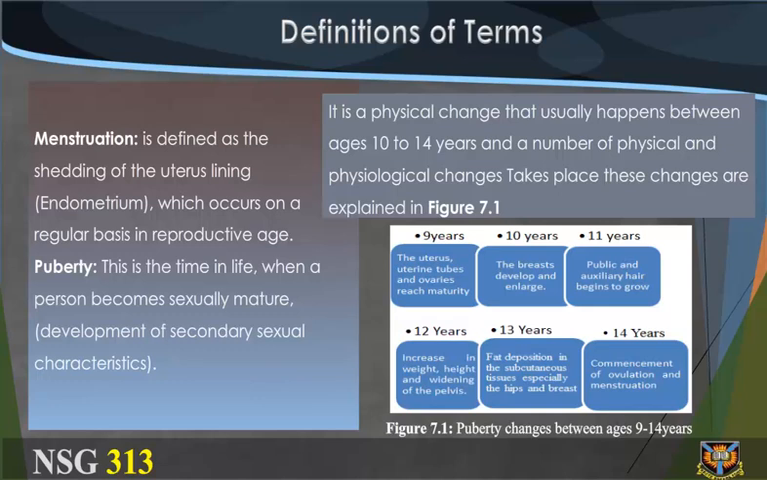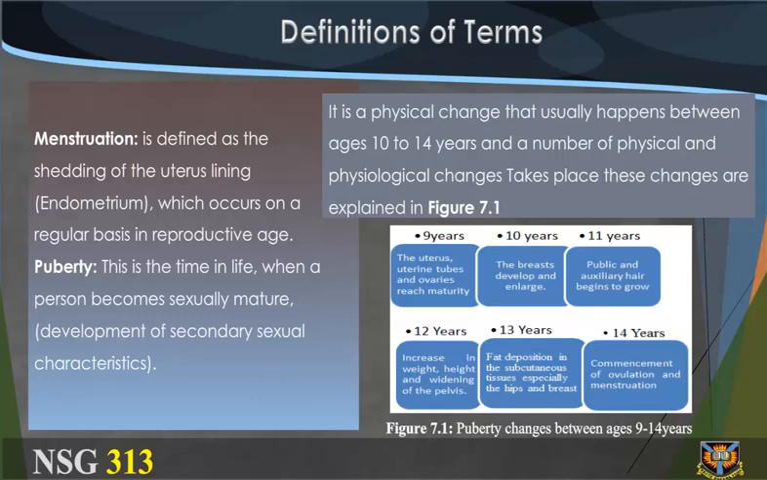These changes are explained in figure 7.1 of this diagram. 9 years, the uterus, uterine tubes and ovaries reach maturity. 10 years, the breast develops and enlarges. 11 years, pubic and axillary hair begins to grow. 12 years, increase in weight, height and widening of the pelvis.